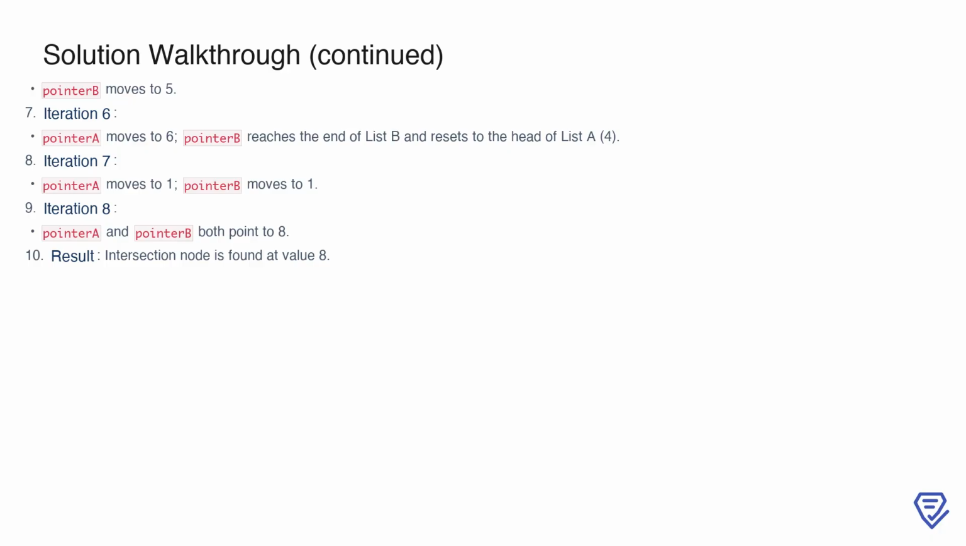In the next iterations, both pointers move step by step, aligning their paths. Pointer A moves from 5 to 6, while pointer B resets to 4 and progresses to 1. On the following iteration, both pointers move to the node with the value 8. At this point, since pointer A and pointer B are pointing to the same node, we identify this as the intersection node. The value of the intersecting node is 8, which is the result we return.